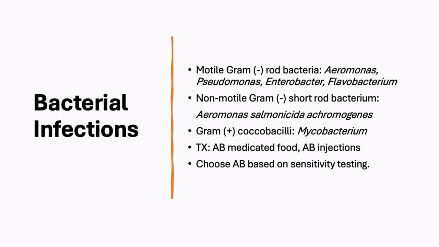It's only when the fish get injured or sick or just stressed from the water quality that these bacteria start becoming a problem. Non-motile gram-negative bacteria are the short rods, including Aeromonas salmonicida achromogenes, and this is one that causes ulcer disease in koi, for example. It's a common one.